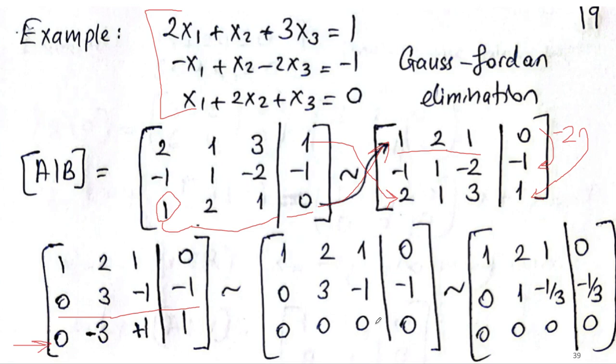And this implies the last row is always true. So in other words, the number of effective equations in this system is 2, because the third row, which implies the third equation, is just always true. So it is not binding. It doesn't give any extra information.